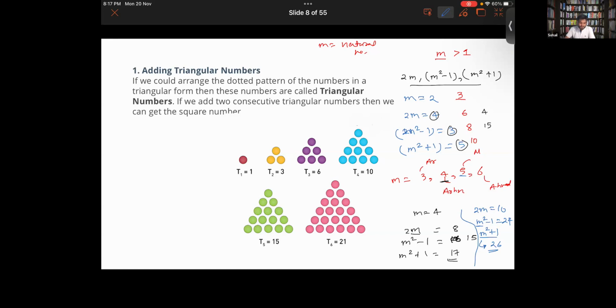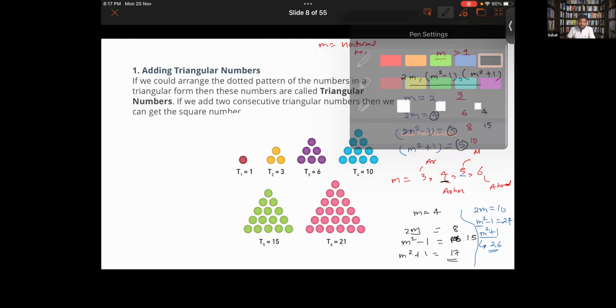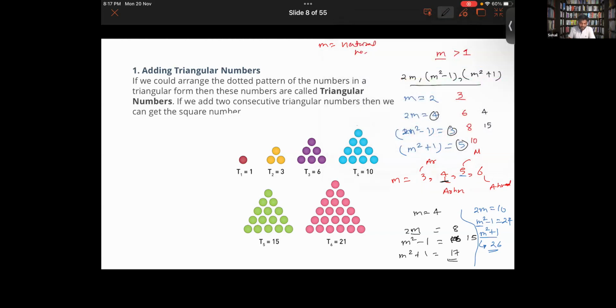You will be doing one more question, quickly. m equals 7. Find 2m, and find m square plus 1 and m square minus 1. Quickly.